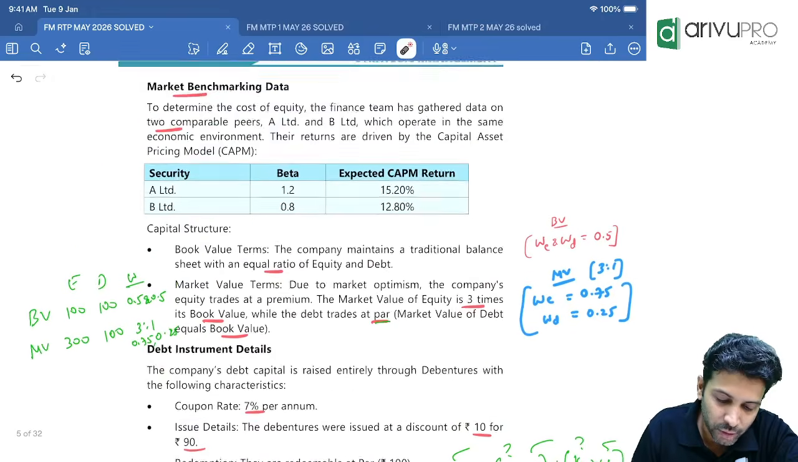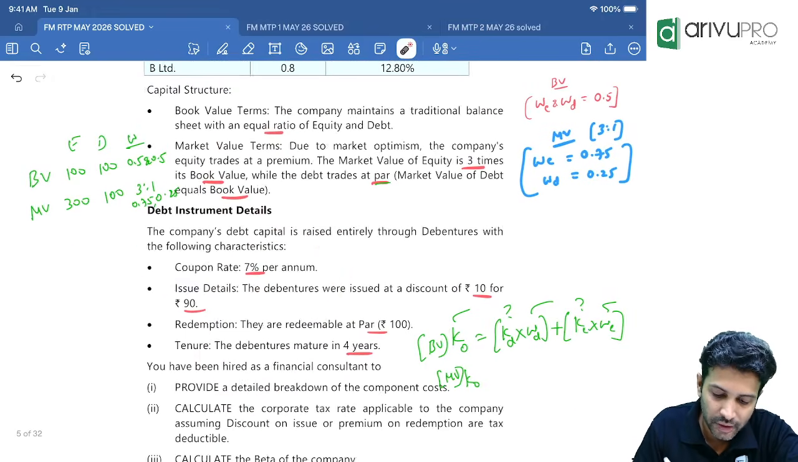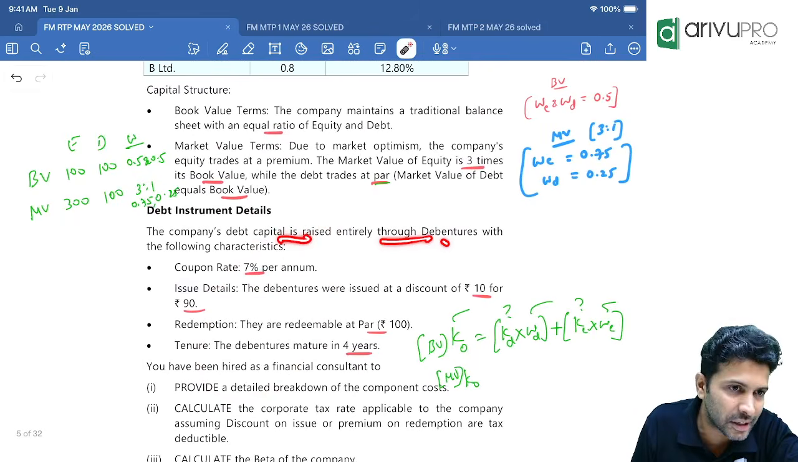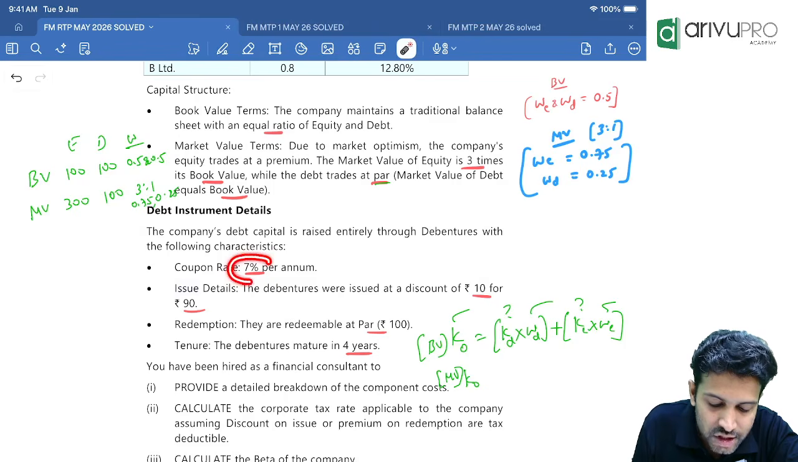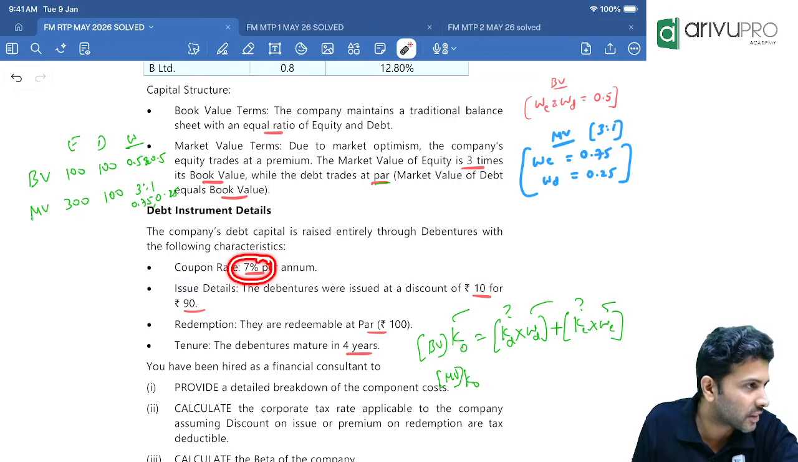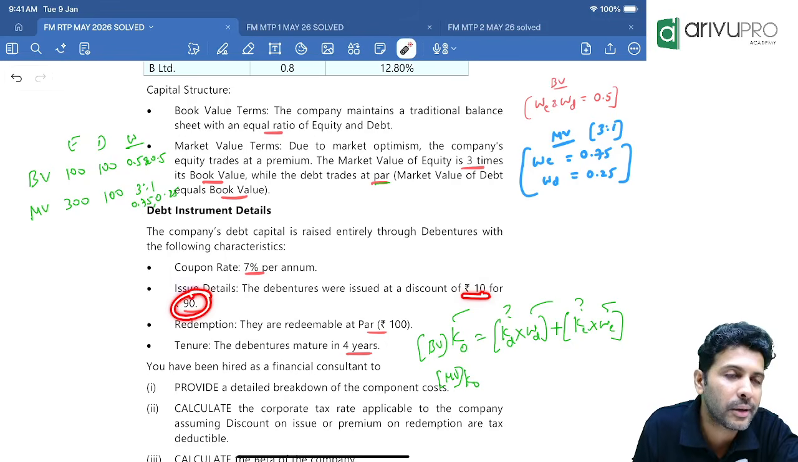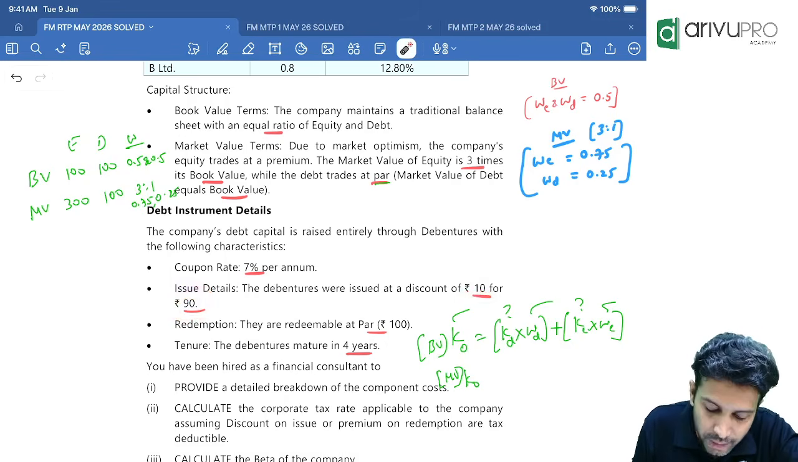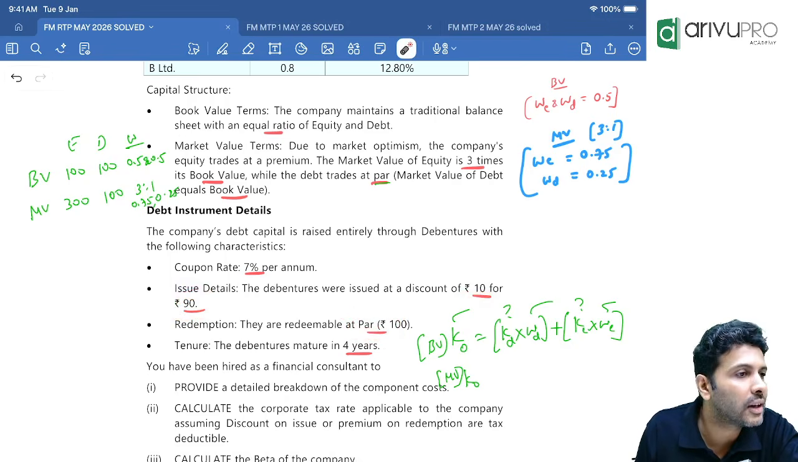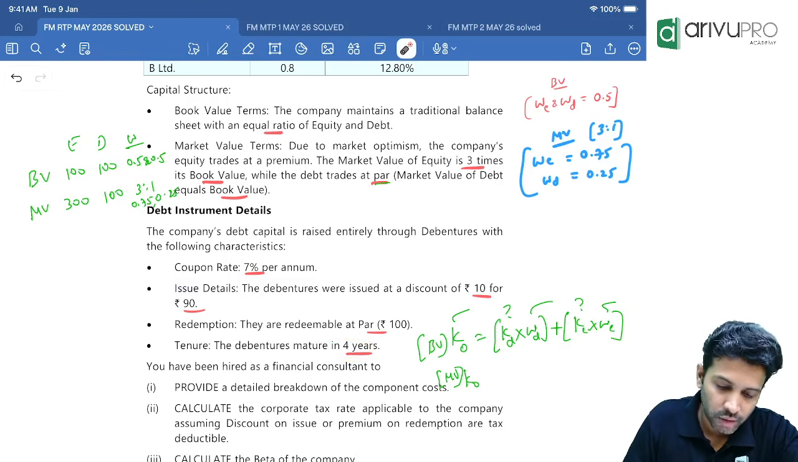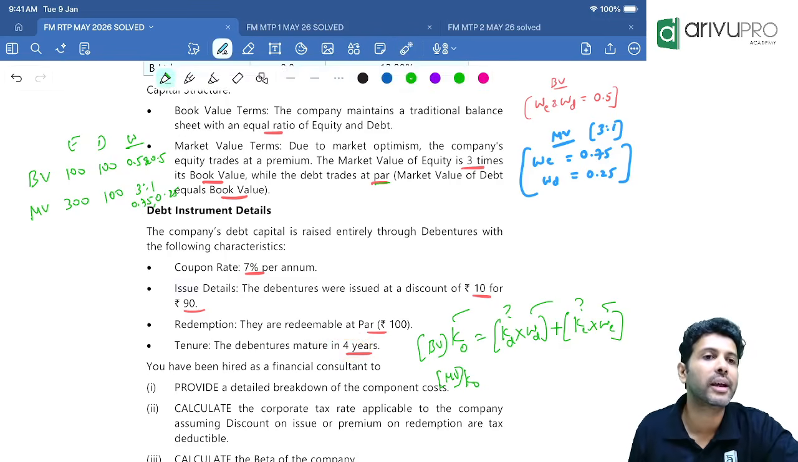Maybe I'll read you one more data. We've not read this data. Debt capital is raised entirely through debentures. What is the interest rate on debenture? Coupon rate means interest rate. 7%. These debentures were issued at a discount of 100, for how much value? 90. So issue price we know, 90. Debentures are redeemable at par. Par value is 100. What is the tenure of the debenture? 4. Is this irredeemable debt or redeemable?